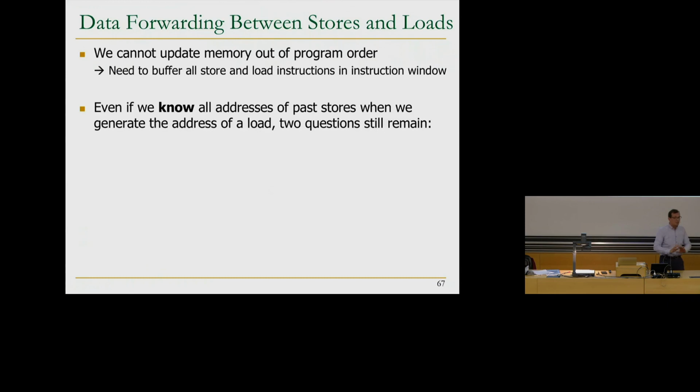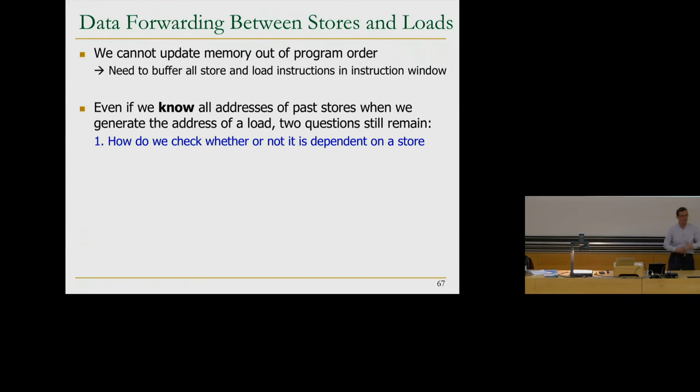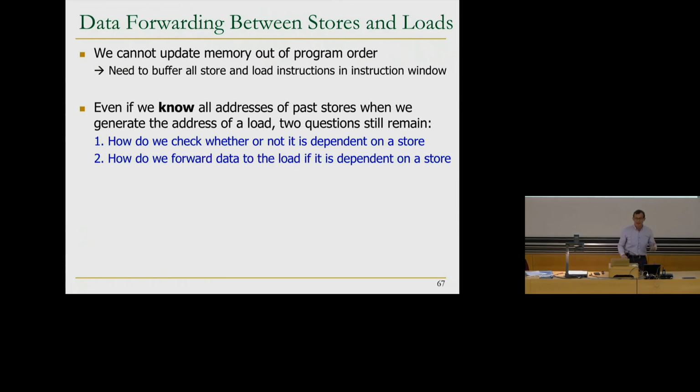Now I'm going to sidestep the problem. I'm going to say, even if we know all of the addresses of past stores, this is still complex. So when we generate the address of a load, two questions still remain. One is, how do we check whether or not it's dependent on a store? There needs to be some way, assuming that you would like to schedule this load at that point in time, and you don't want to take the conservative approach. And how do we forward the data to the load if it's dependent on a store?